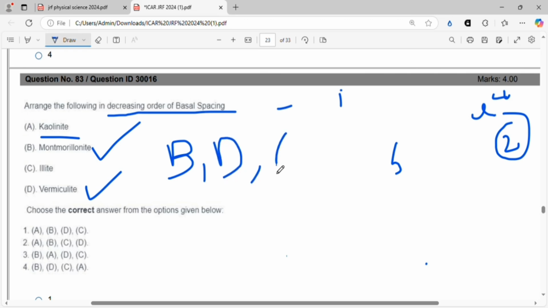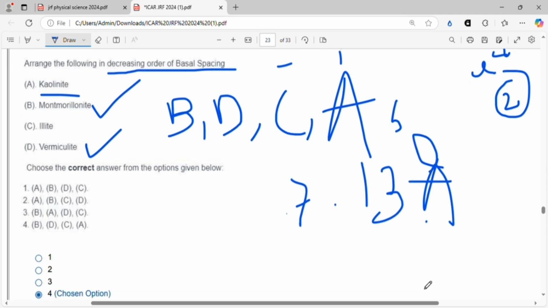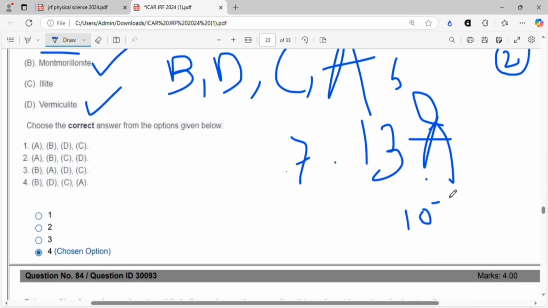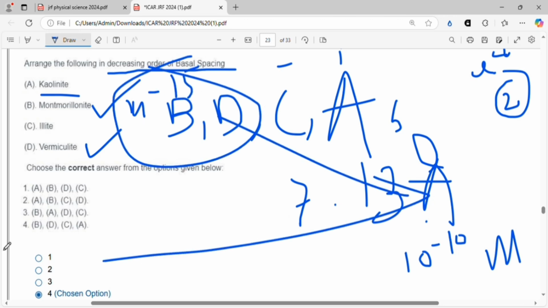Then it will be illite, and we know kaolinite has the least basal spacing or c-axis spacing, that is only 7.13 angstrom, and angstrom means 10 to the power minus 10 meter. All right. So montmorillonite is around 14 to 15. So it is almost double that of kaolinite, as you can see. So you have to remember these values.